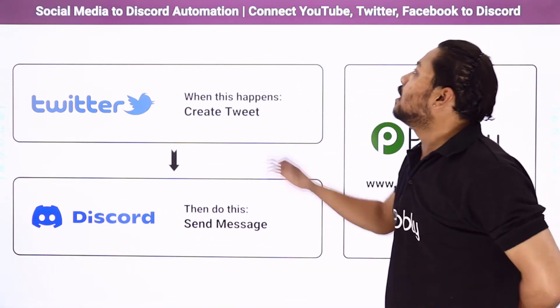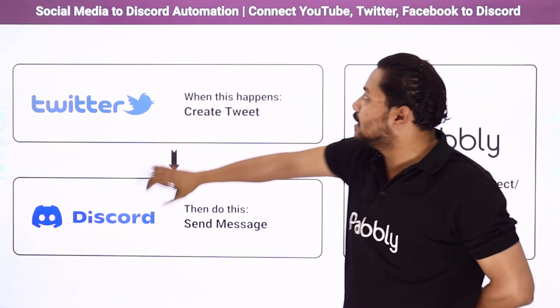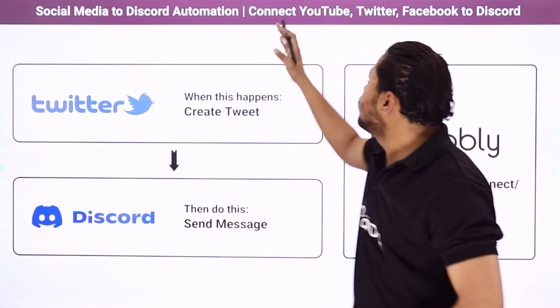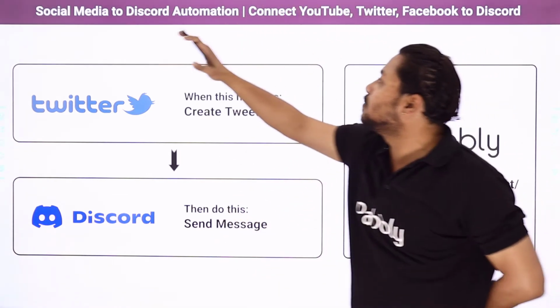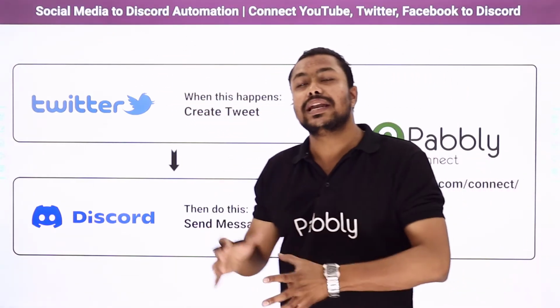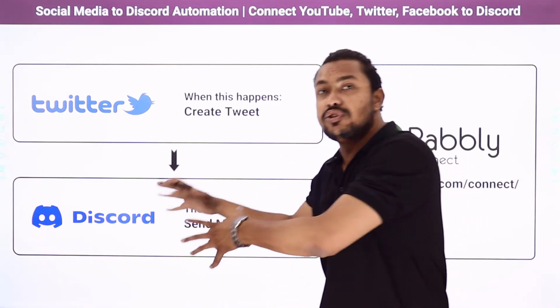So today I am going to tell you how you can connect your YouTube, Twitter, Facebook to your Discord. Basically, this automation is not only for YouTube, Twitter and Facebook. This is basically for social media to Discord automation, which means you can add any social media account to your Discord and send channel messages on your Discord.